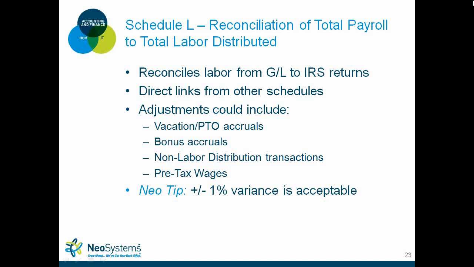Pre-tax wages, as you know, the 941s don't include those. Make sure you include those. You've got to gross it up. So ensure that you're considering those. And one tip that we have: although zero variance is always the target, plus or minus 1% variance is usually acceptable. That's based on the work that we've done through audits with DCAA, and that tends to be an acceptable threshold. But again, I'm not suggesting to aim for that. I'm suggesting that you go through the process of making sure that, hey, we have no variances there.